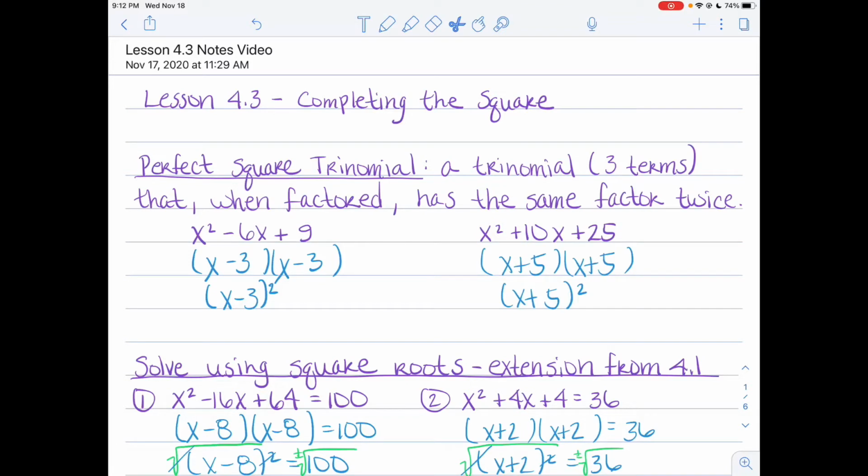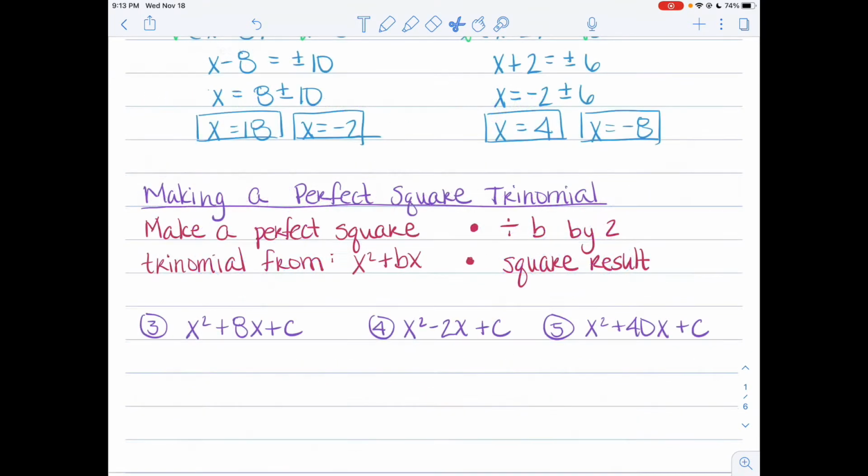Next, we're going to talk about how to create perfect square trinomials when we don't have one to start with. So again, let's remember the pattern that we observed in our perfect square trinomials. The factor here, -3, is half of my b value. And when I take -3 and square it, I get my c value. So I'm going to use that relationship, that this is b divided by 2, and that squaring it gives me this number, to create a perfect square trinomial where I don't have one.